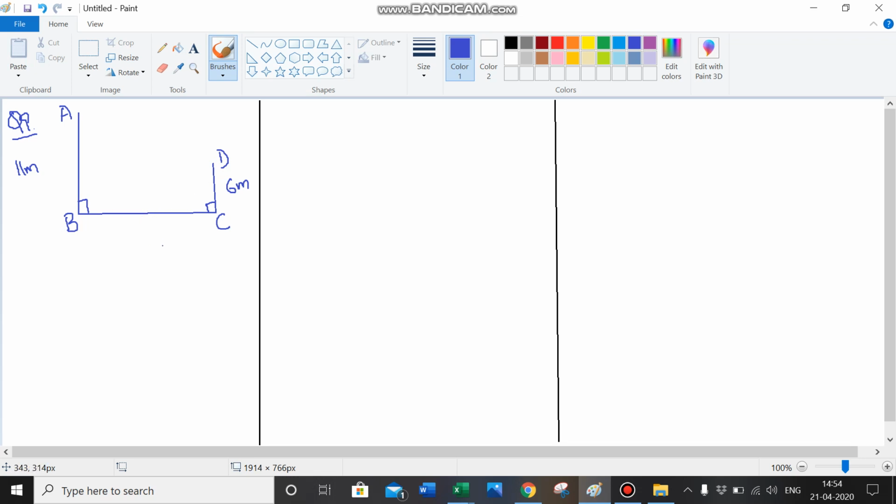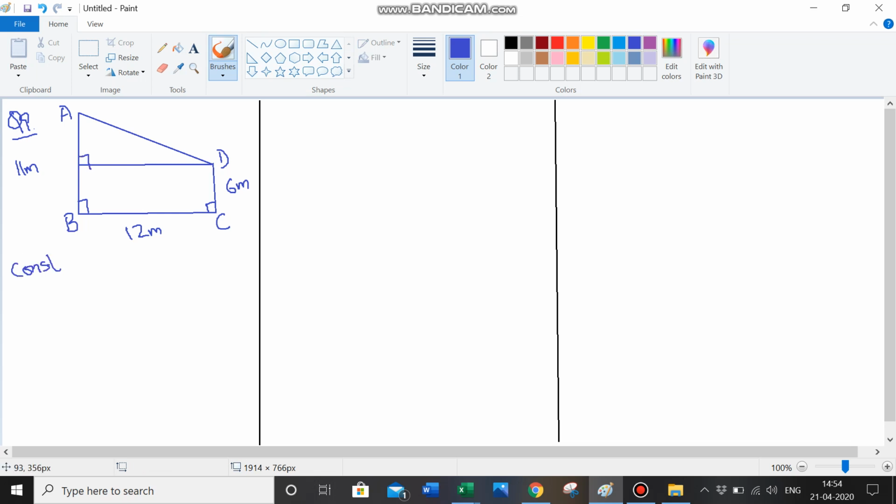If the distance between their feet is 12 meter, calculate the distance between their tips. So I need to calculate the length of AD. Now to do this, let's see what can we do. So maybe I can draw a line which is parallel to CD and make this into a rectangle. Okay, perfect. So let's start.